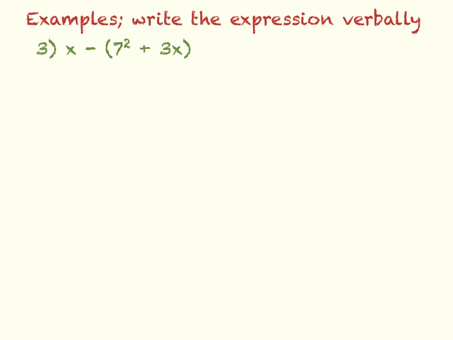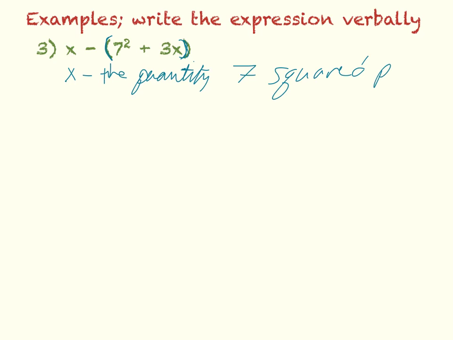Alright, in this last one we have x minus the quantity. Whenever there are parentheses like this, that's when you say the quantity, and then anything after quantity is the thing that's in parentheses. So the quantity of 7 squared plus 3 times x, and this should be minus. Okay, so that's an acceptable way to write that one.